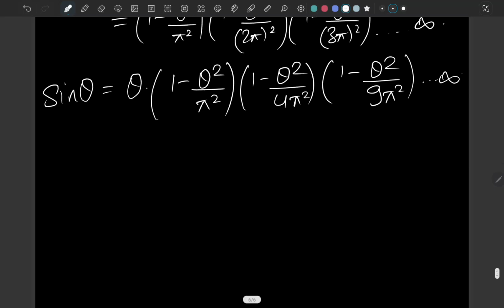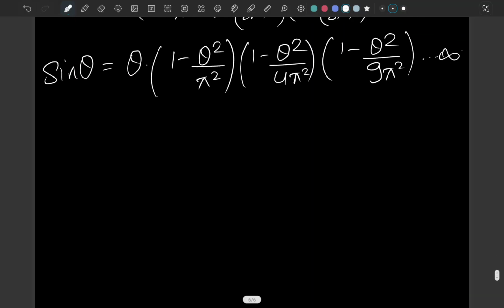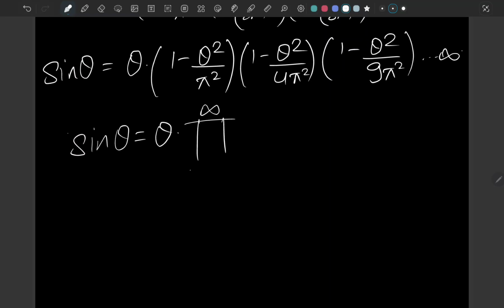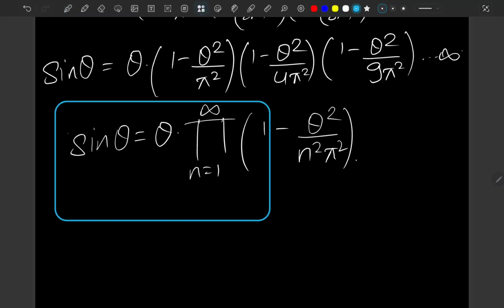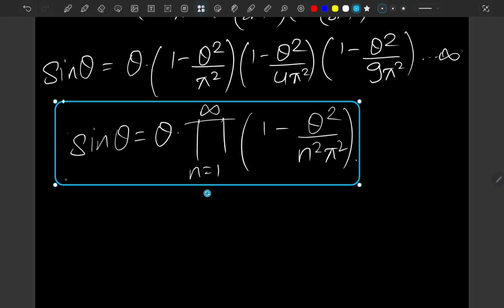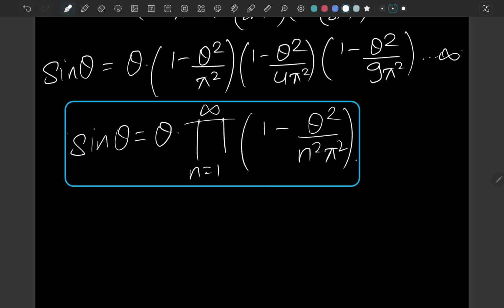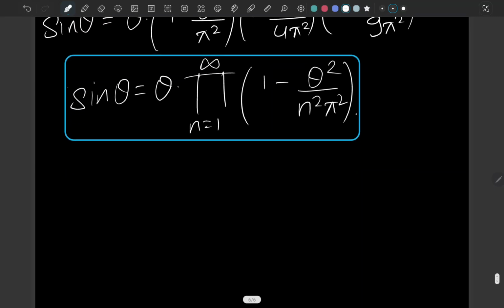If we are just going to use the pi product notation, so that's going to be sine theta equals theta times the product as n goes from 1 to infinity of 1 minus theta squared over n squared pi squared. Hence proved, guys. So this was Euler's proof of sine theta in terms of an infinite product.